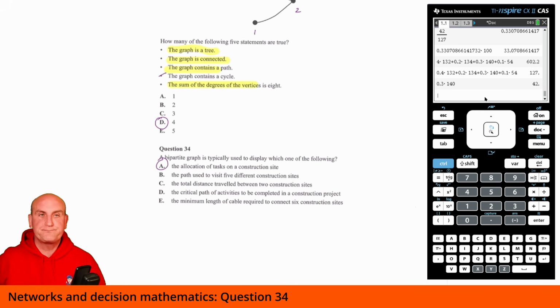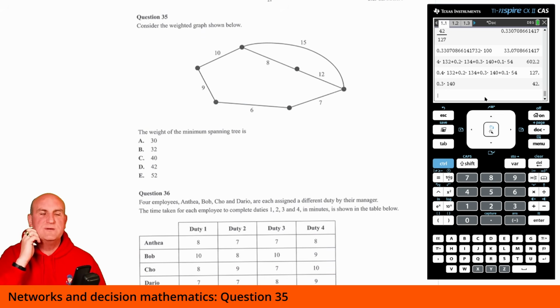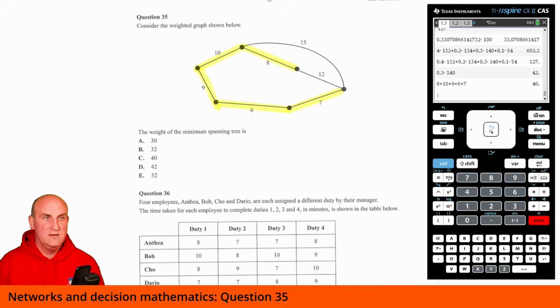All right. Here we go. Next one. Consider the weighted graph shown below. The weight of the minimum spanning tree. All right, the minimum spanning tree. Let's work out. I tend to highlight all of the low values. So 7. Yep. We're going to have 8. Yep. We're going to have 9. Yep. And we're going to have 10. So adding those together, let's do it on my calculator because I don't want to make a stupid mistake. 8 plus 10 plus 9 plus 6 plus 7 is going to give me 40. So I'm going to go with C for that answer there.